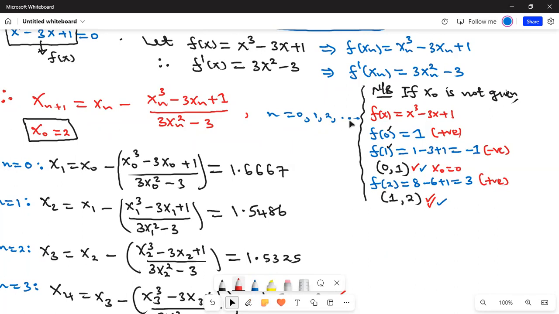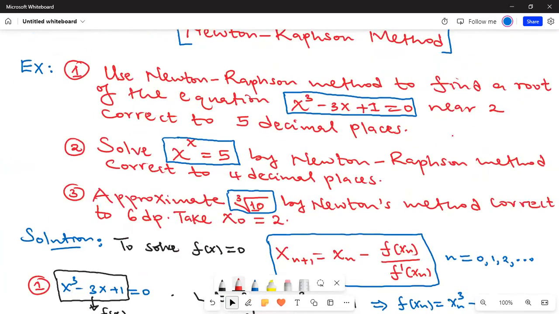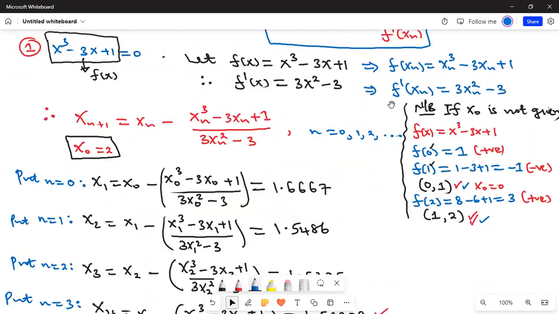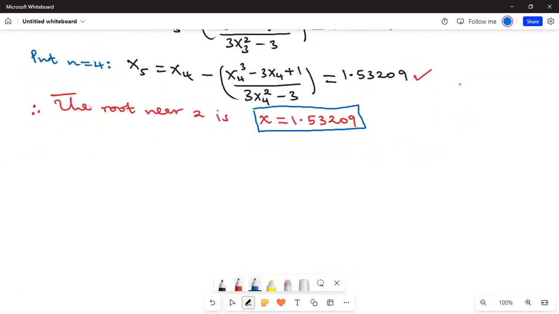Now, let's answer question 2. We are through with question 1. This is done. Look at question 2. We need to solve x raised to x is equals to 5 using the Newton-Raphson method, correct to 4 decimal places. So this is what you need to do in part 2. You will write number 2. We solve x raised to x is equals to 5.